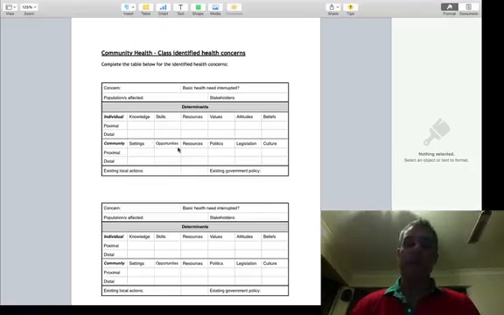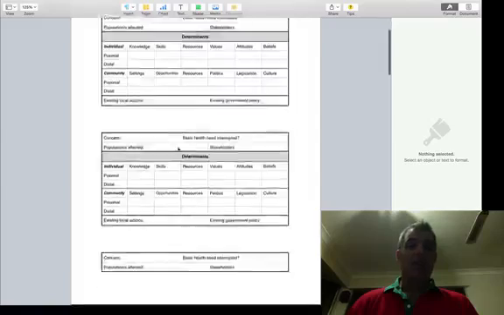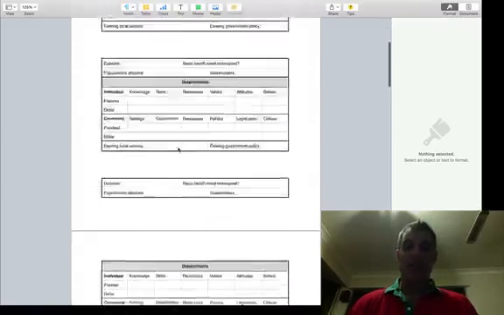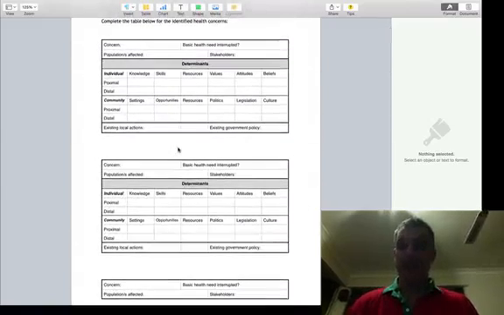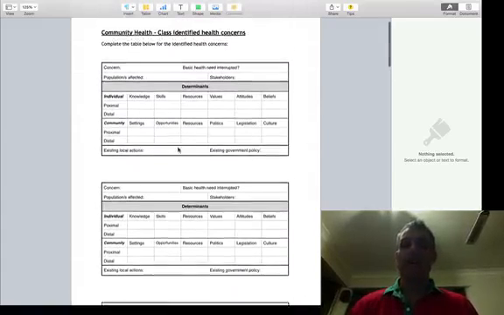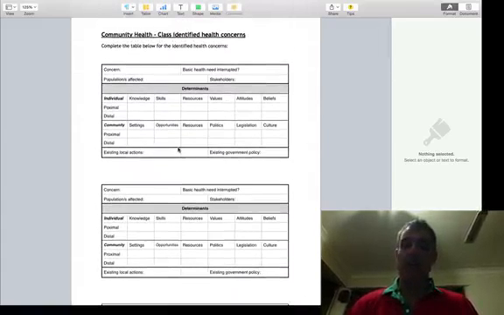If you don't identify many determinants, you're not going to have a very informed piece to choose. So once you've got all of these, if there is one with clearly more information than the others, that's the one you go with, because more information is better. But I can help you choose these later on. So this is the community health or the class identified health concerns. That's how you're going to use that one.